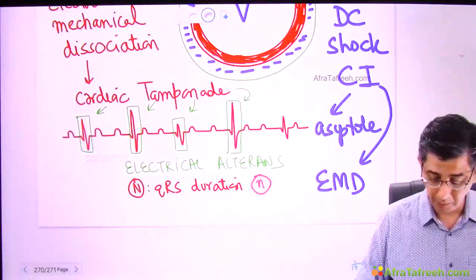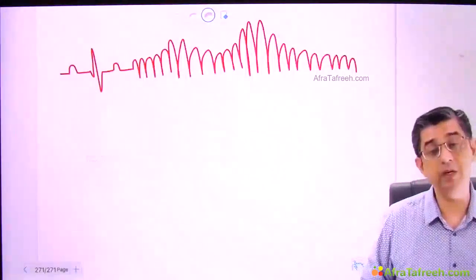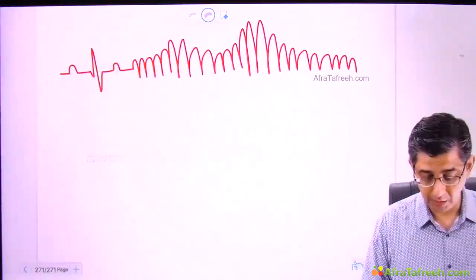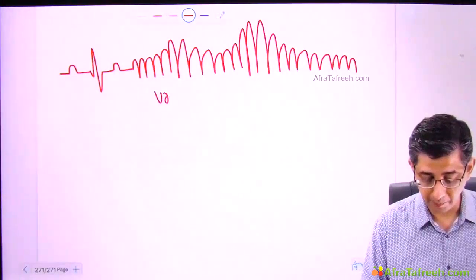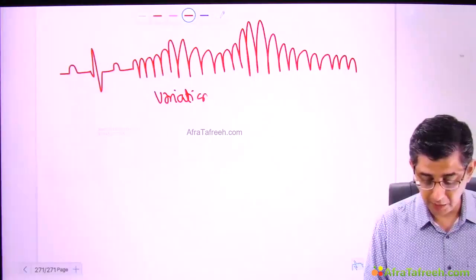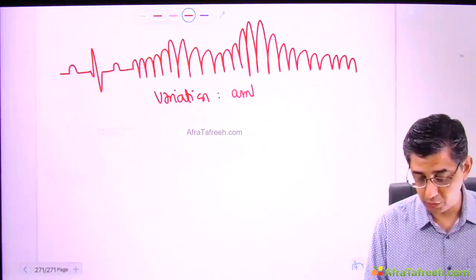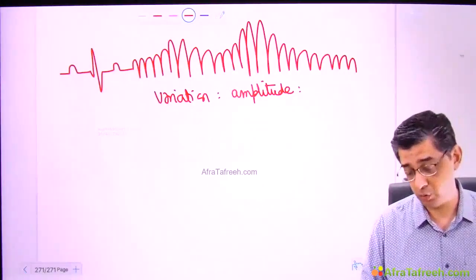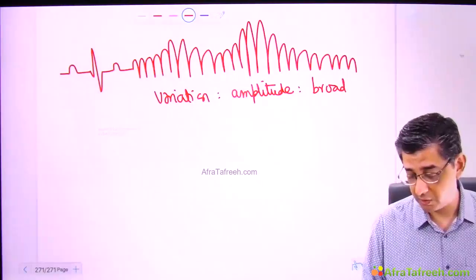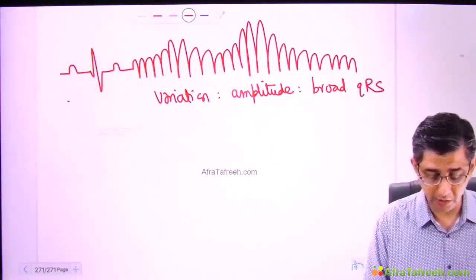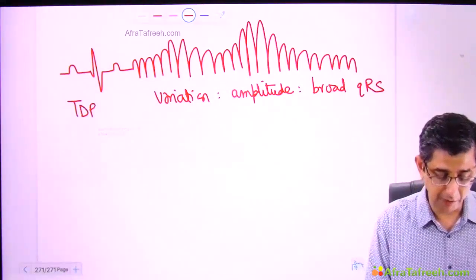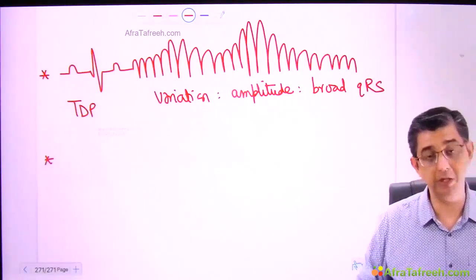But if you compare this with the subsequent ECG, you will notice that there is definitely a variation. But this variation is of the amplitude of not a normal duration QRS. It is variation of amplitude of a broad QRS. This is going to be seen with Torsades de Pointes, that is polymorphic ventricular tachycardia. Let's do one more variation.